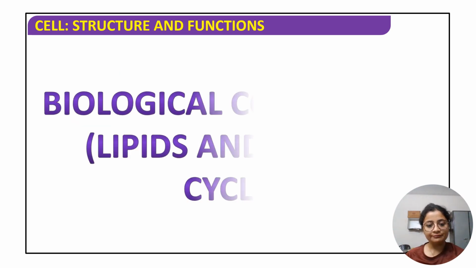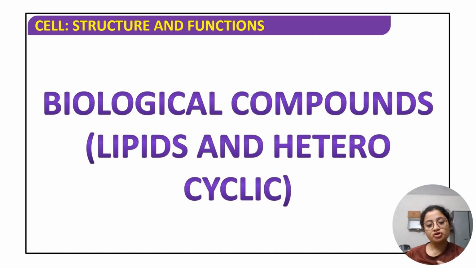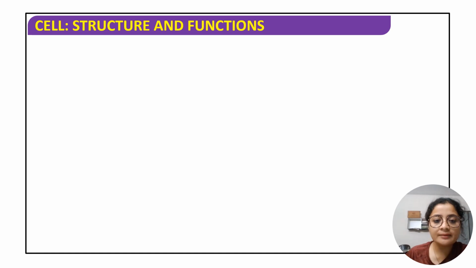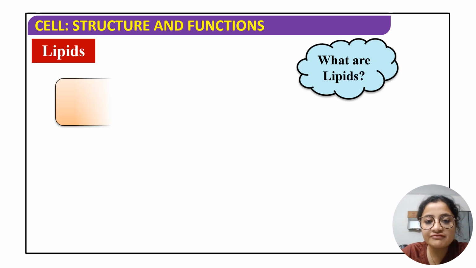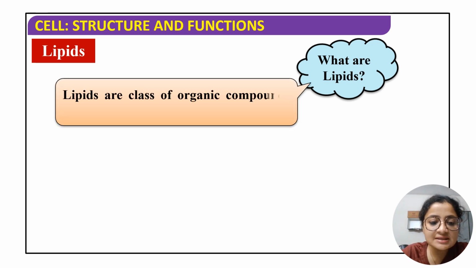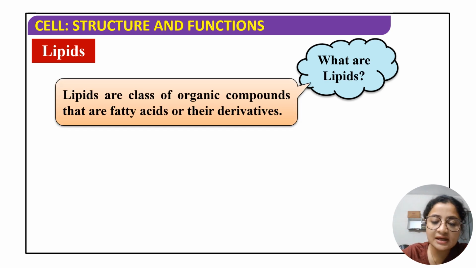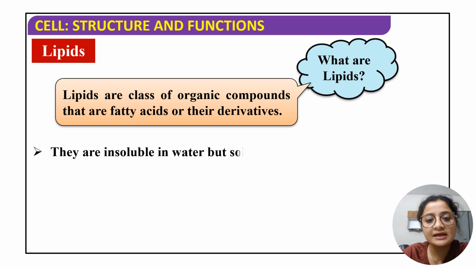Okay. Now moving on to the second portion of this session, that is lipids and heterocyclic compounds. Okay. Now what are lipids? अगर सीधे भाषा में और easy भाषा में बोले तो they are fats. Okay. Now how will you define lipids? So lipids are a class of organic compounds. Again, obviously organic compounds, just like amino acids, lipids are also a class of organic compounds only. Okay, that are fatty acids or their derivatives.